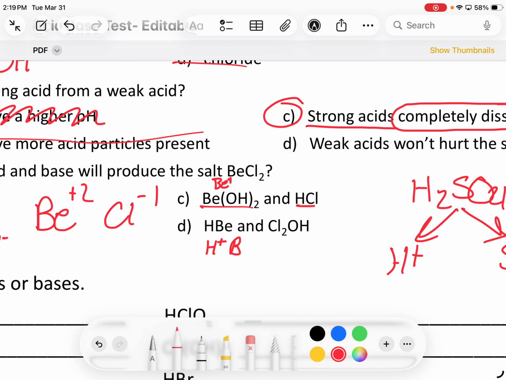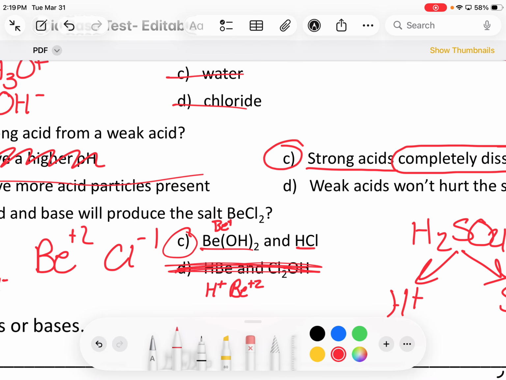Hydrogen is a positive ion. Beryllium is a positive ion. That doesn't work, right? We have to have different charges if they're going to be a compound together. So that won't work. So the answer is C.